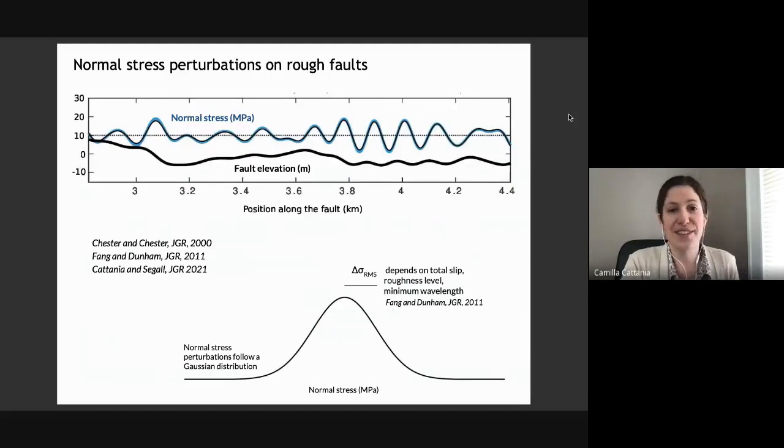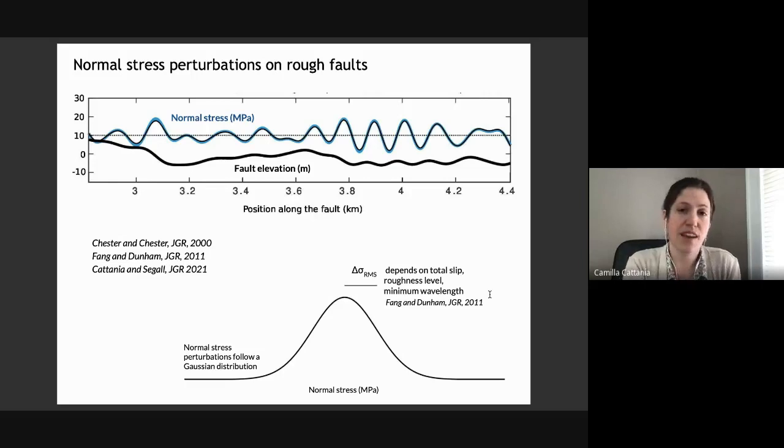So yeah, I should also mention that these results are not completely new. It's really only one step built on top of results from Fang and Dunham. And it's also a specific case of the more general results obtained by Chester and Chester. So, as a summary, the distribution of normal stresses on a rough fault is very well known. It has been well quantified for a long time. And we know that it has a Gaussian distribution. And the amplitude depends on the total slip, as we saw earlier. It depends, as intuitive, on the amplitude of the topography, so the amplitude of the elevation profile, and also the minimum wavelength.